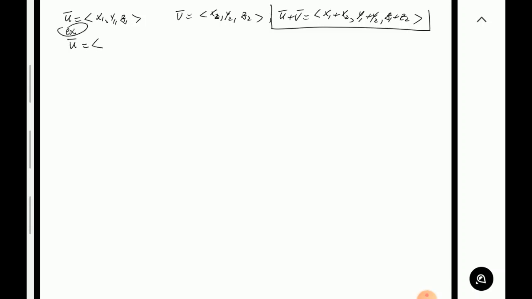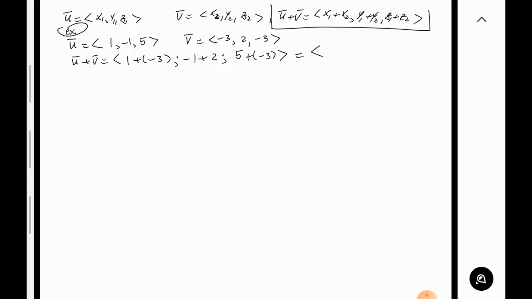So let's take an example. Let's say I have u with coordinates 1, -1, and 5, and v with coordinates -3, 2, -3, let's say. Then u plus v will have coordinates 1 plus -3. Again, you could do this faster, but I want to emphasize how you do the component-wise addition, 5 plus -3, right? So then you end up with -2, 1, and 2, right? So that's going to be the vector which represents the sum of the two vectors.